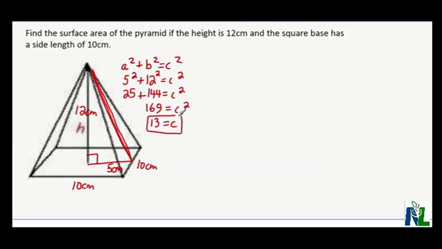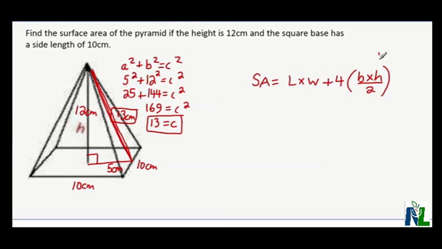So this gives us the height of our triangle, which is the slant height of the pyramid. And that's what you'd have to use for your surface area. So it tells us it has a square base. So the base is length times width, plus I'd have 4 triangles, and they're all the same size. And the formula for a triangle is base times height divided by 2.